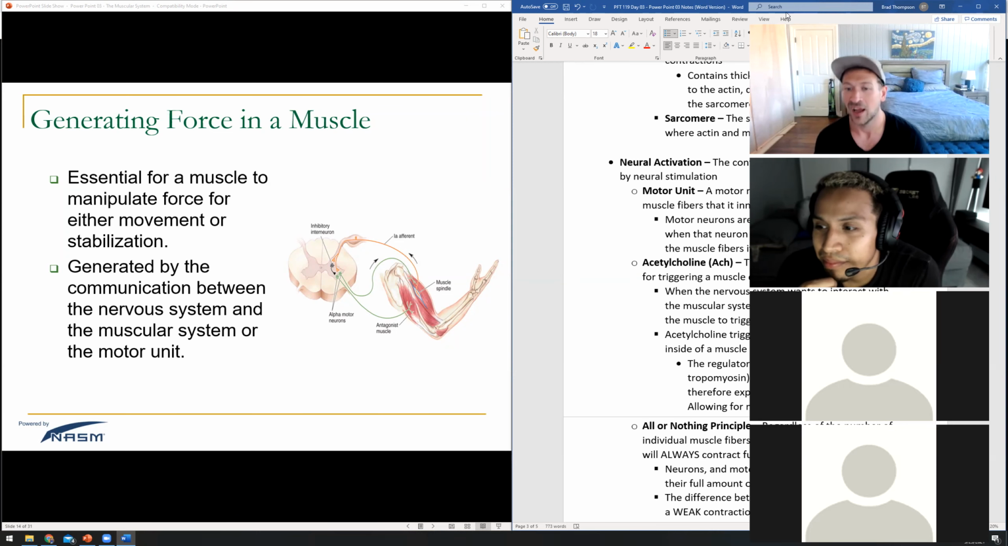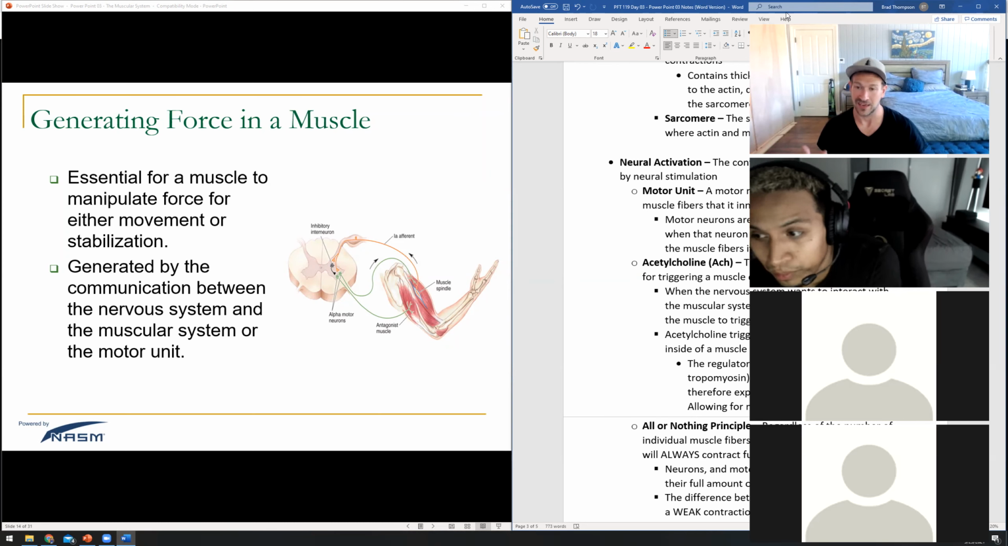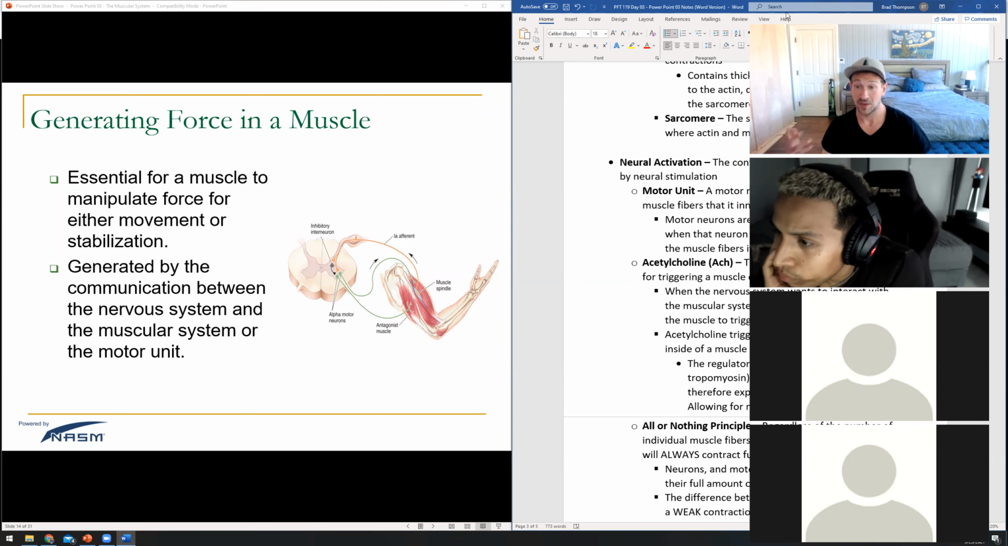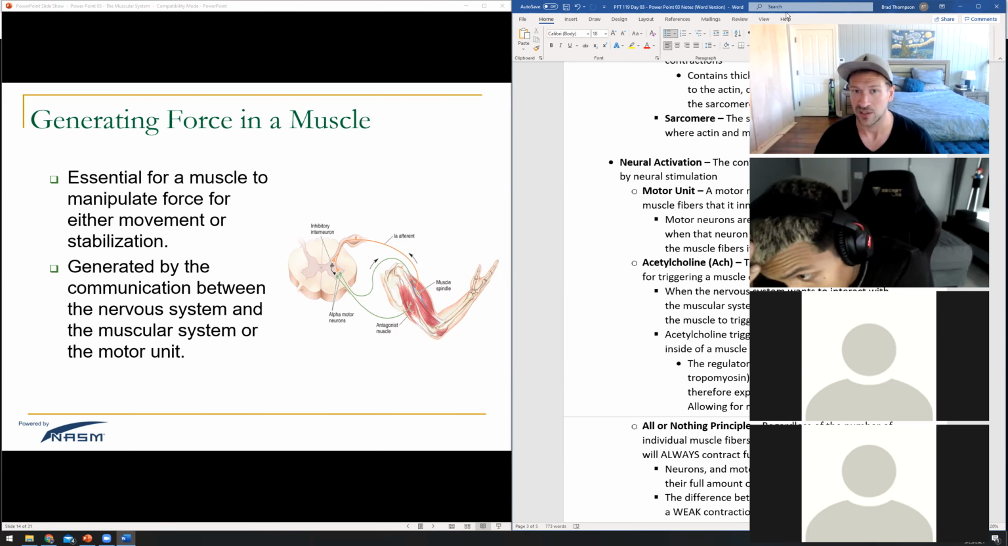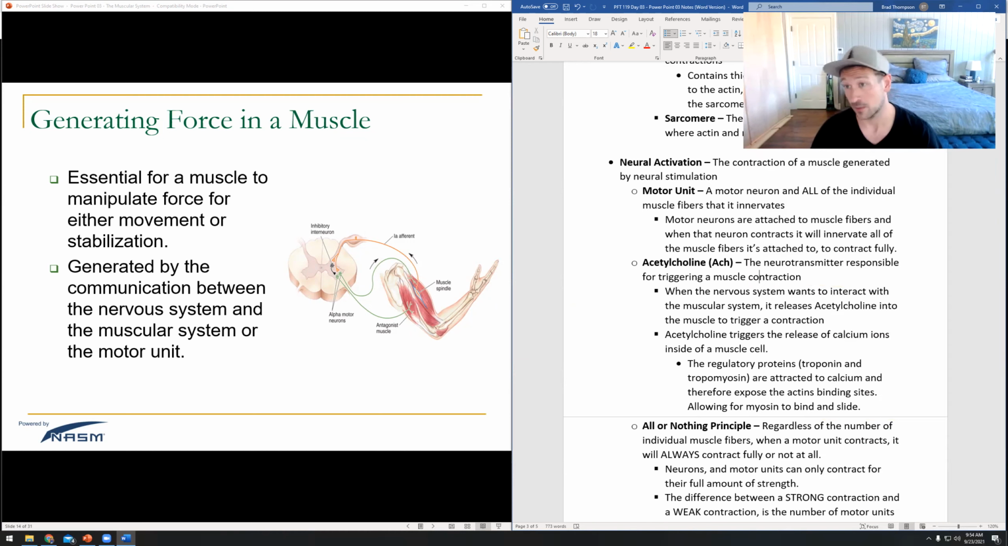Dopamine, serotonin, oxytocin. That's one that helps us form connections with other humans. They call it the cuddle hormone, actually. It's because oxytocin is something that makes you sort of fall in love with other people. So there are lots of neurotransmitters out there. This neurotransmitter is the one that zaps our muscles.